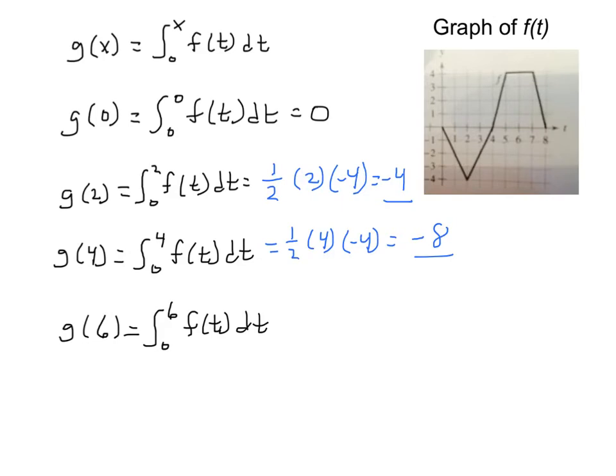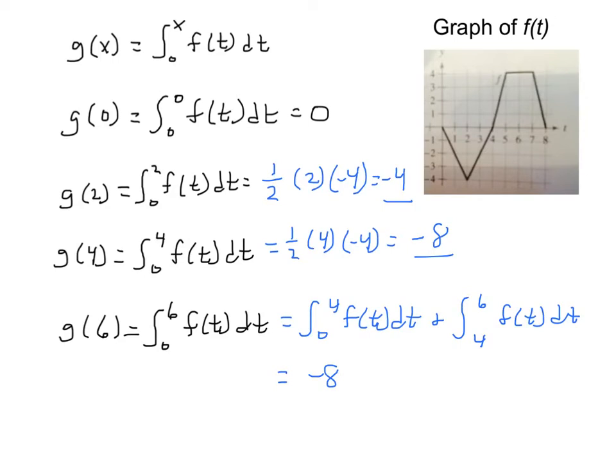Well, if I look at that, I know by some of our properties that this is going to equal the integral from 0 to 4 of f of t dt plus the integral from 4 to 6 of f of t dt. Well, I already know what the integral from 0 to 4 is. That's equal to -8. Now I have to look at what's happening from 4 to 6.